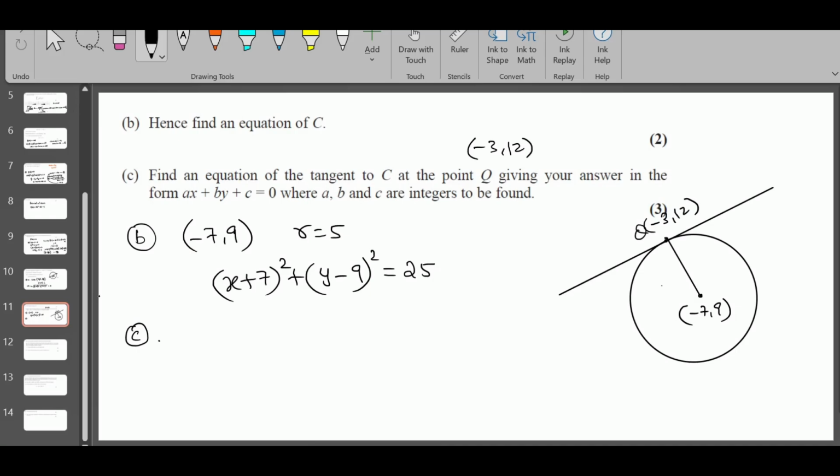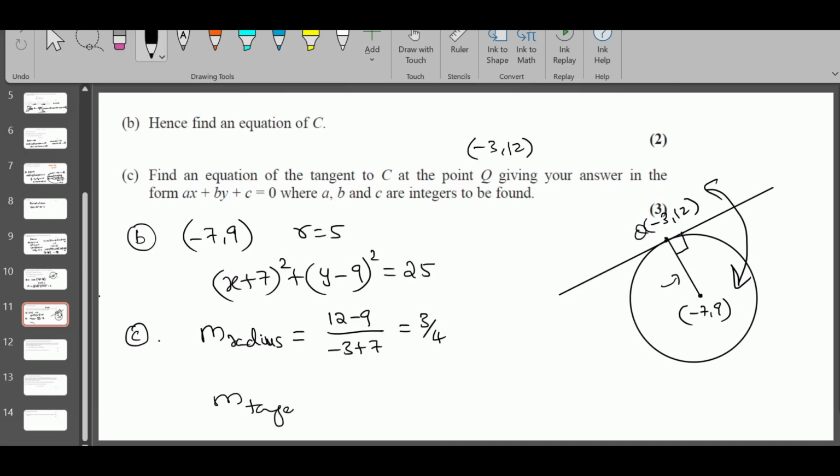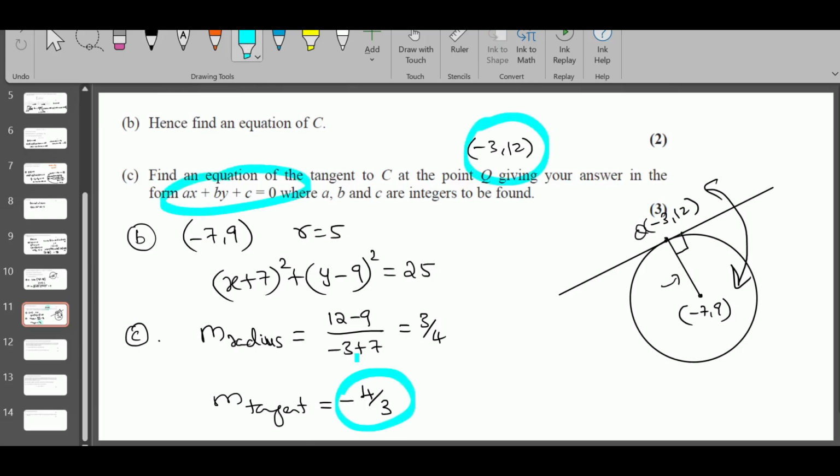If we can find the slope of the radius, the tangent is perpendicular to the radius, so we can take the negative reciprocal, right? So the slope of the radius, use these 2 points to find the slope: y2 minus y1 over x2 minus x1, which is 3 over 4. Therefore, the slope of the tangent is perpendicular to the radius, so take the negative reciprocal. Now we have a slope, we have a point, we can find the equation in this format, right?